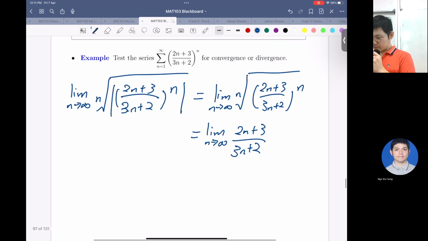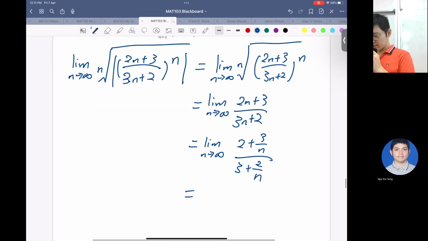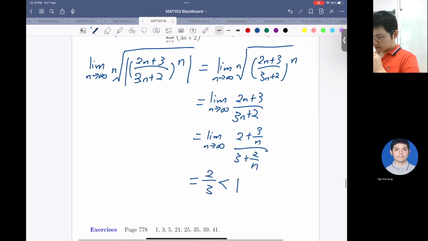What should you do? Divide by n on both sides. So you get (2 plus 3 over n) over (3 plus 2 over n). This thing is just converging to 2 over 3, which is less than 1. So if it is less than 1, then the series converges absolutely.